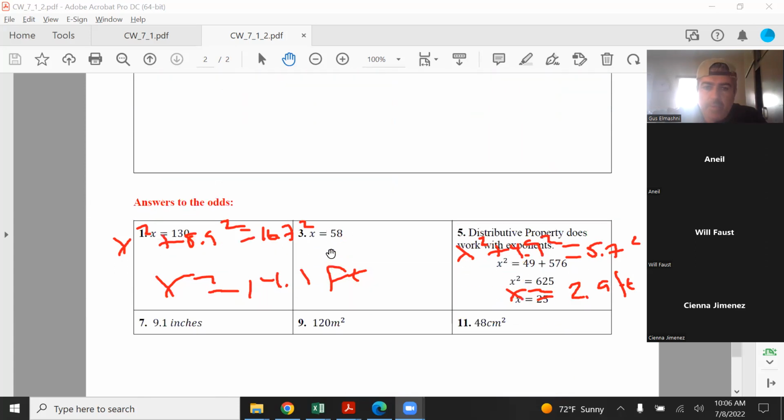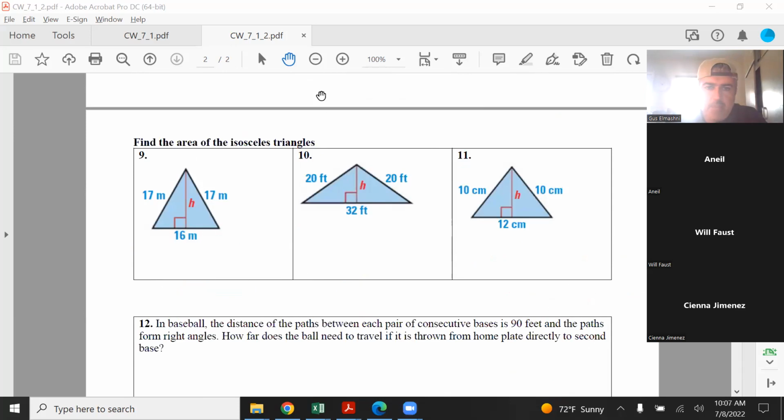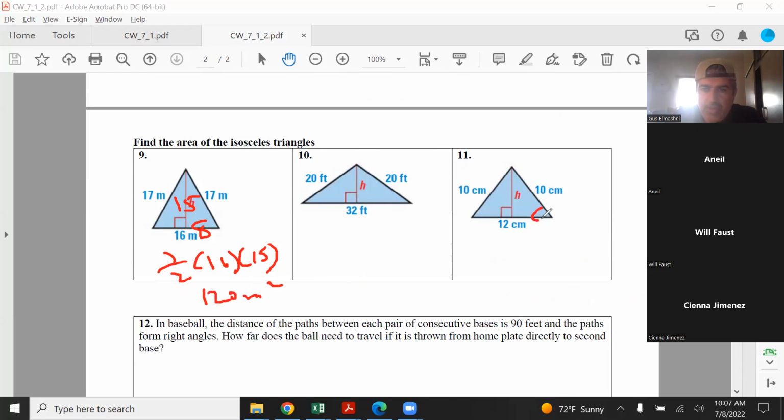9 and 11 will work out for you. They give you the areas right there. I believe if this was 8, that was 15. So that's why I have half of 16 times 15. That explains why you get 120 as your answer for that one, square meters. This one here, that's 6, that's 8. So you have half of 12 times 8. That will explain why you get 48 centimeters squared.